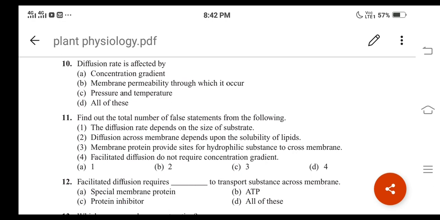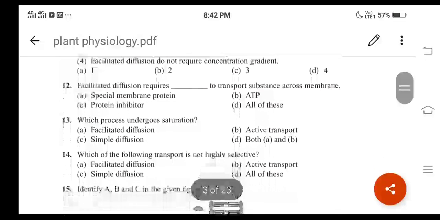But facilitated diffusion will require the concentration gradient. It should be already there. Then only the facilitated diffusion will occur, right? So only the fourth statement is the incorrect one. So which option will become correct now? Option A becomes the correct answer, right? Then let us move on to the next question. Question number 12.